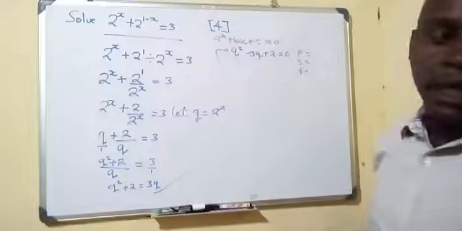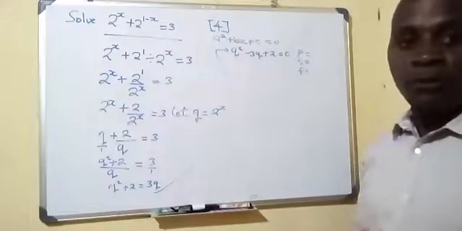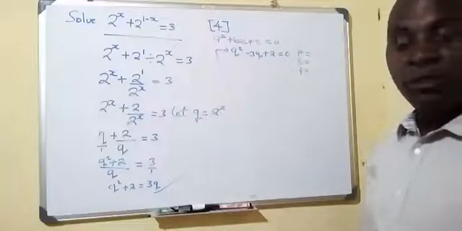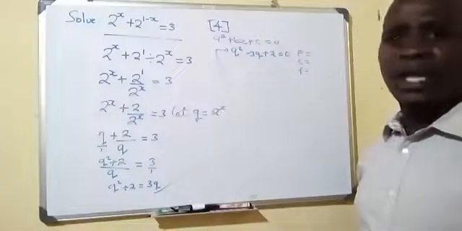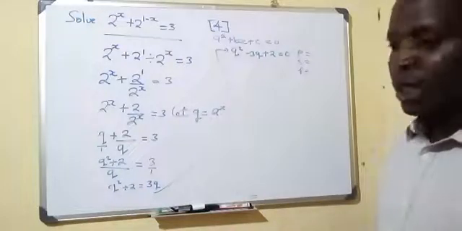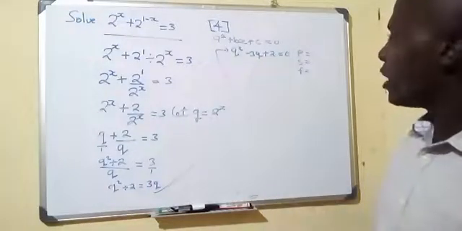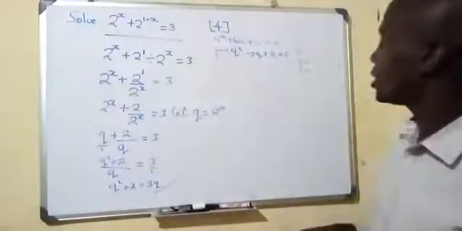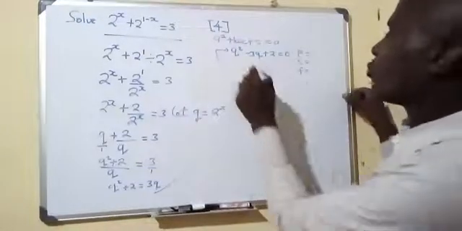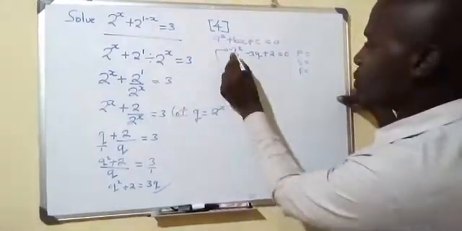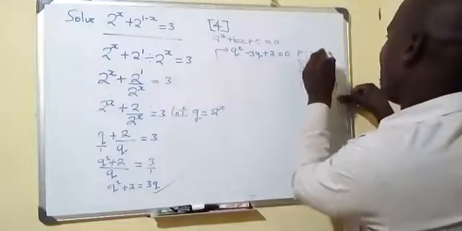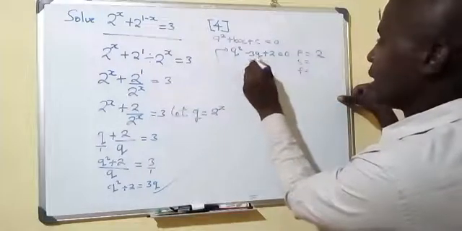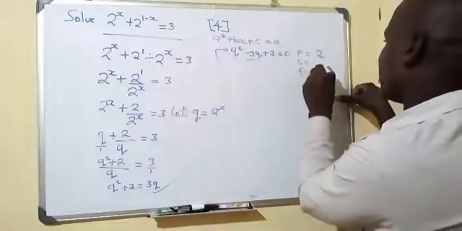You remember the methods of solving quadratic equations? We said there are 3 methods. If you read the grade 11 textbook, it tells us there are 3 methods: the completing the square method, the factorization, and also the quadratic formula. So I'm using the factorization method. I have to factorize this. My product is 1 multiplied by 2, the answer is 2. Then the sum is this value here, which is negative 3.